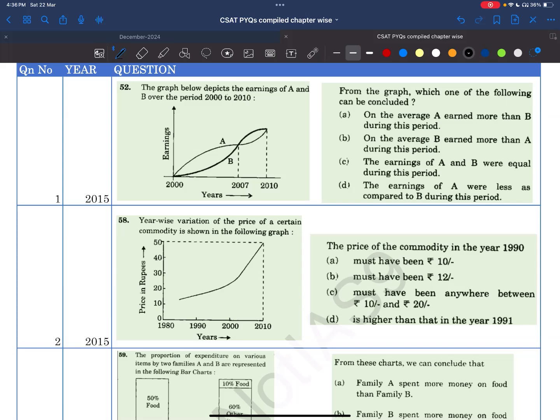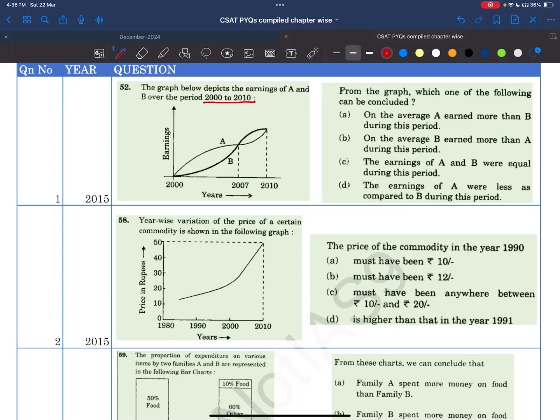Which one of the following can be concluded? On average, A earned more than B. B earned more than A. Earnings of A and B are equal. Earnings of A were less as compared to B during the period. Now see, this is the earnings of A and B, right, in the period 2000 to 2010.